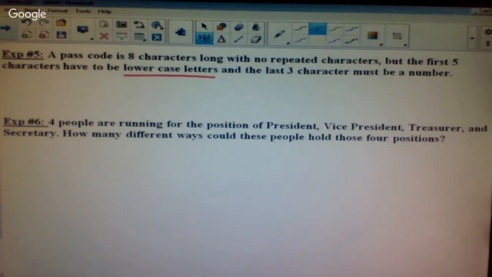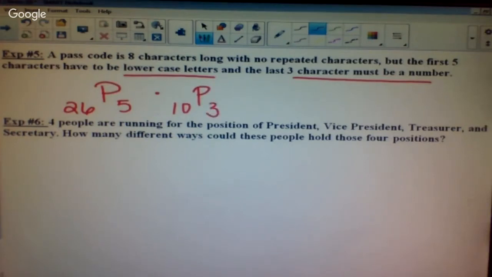So 26, I've got 26 letters to choose from. How many slots am I filling with a letter? 5. It's an 8-character password, but we're splitting. Times, now I need to talk about the fact that the last 3 have to be a number. So 10 P 3. I have 26 letters to choose from. I'm filling 5 spaces with those letters. I then have 10 numbers to choose from, and I'm filling 3 spaces with those numbers.